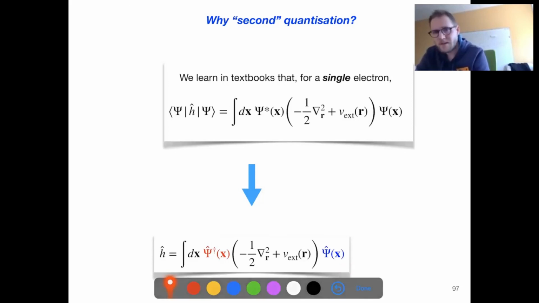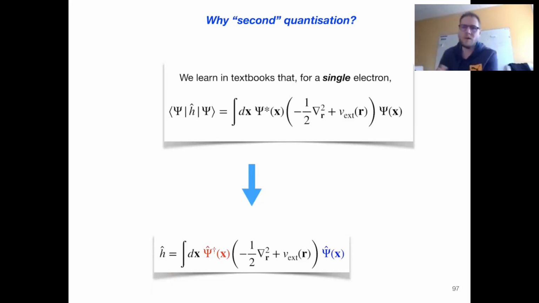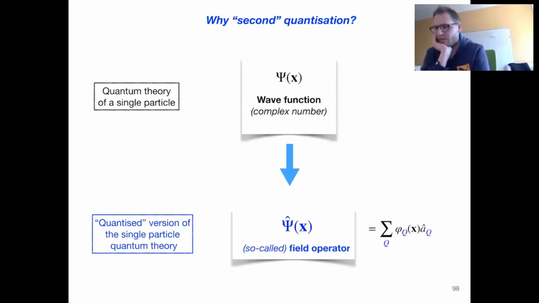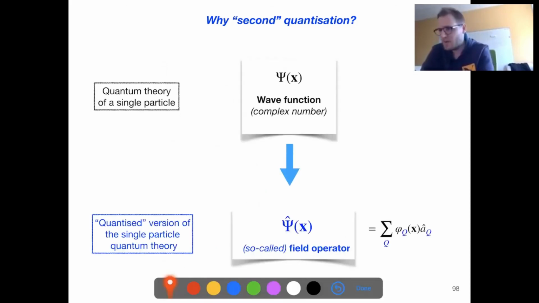But now what has changed is that it looks like the wave function had been transformed into an operator. So in quantum theory for a single electron, you have a wave function, which you evaluate at some position and spin, and that's in principle a complex number. And now when we move on to second quantization, the wave function, it looks like at least, has been transformed into an operator, psi hat of X. And this is what is called a field operator.